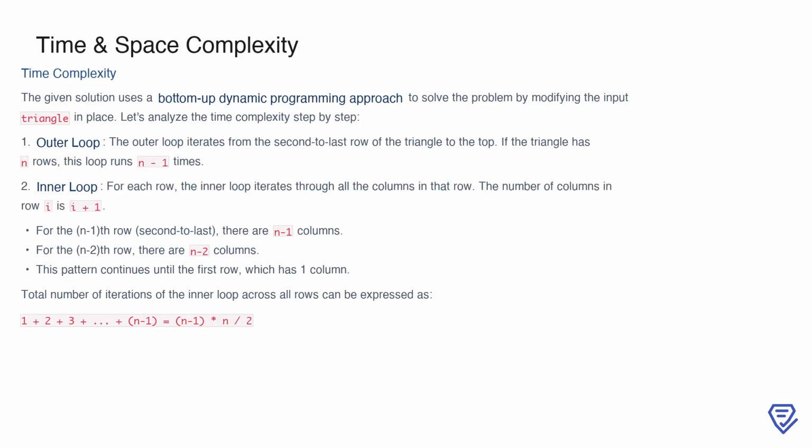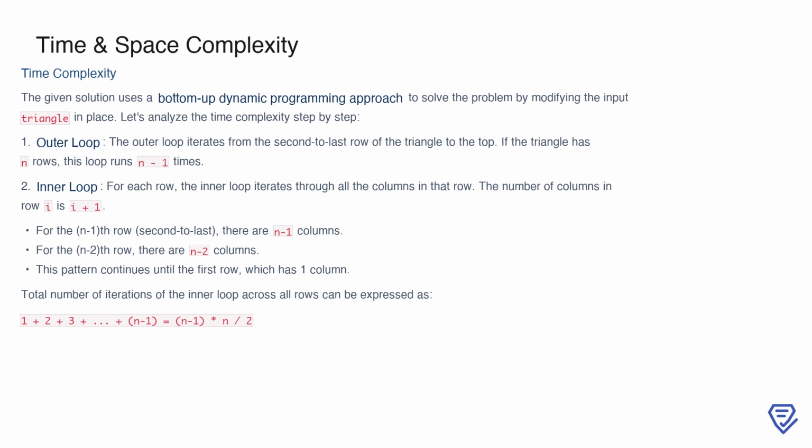To analyze the time complexity of the solution, we observe that it uses a bottom-up dynamic programming approach by modifying the input triangle directly. Starting with the outer loop, this begins at the second to last row of the triangle and works its way up to the top. If the triangle has n rows, this loop will execute n-1 times. For each iteration of the outer loop, there is an inner loop that processes all the columns in the current row. The number of columns in any row corresponds to its row index plus 1. For example, the second to last row, which is the (n-1)th row, has n-1 columns. The row above it has n-2 columns, and this continues until the first row, which has just 1 column.